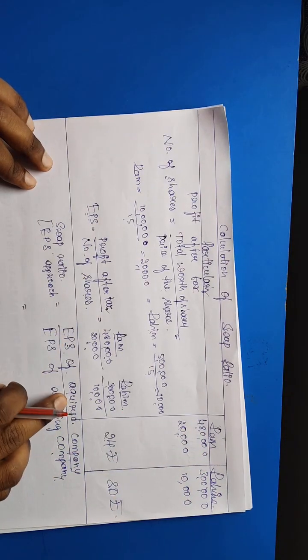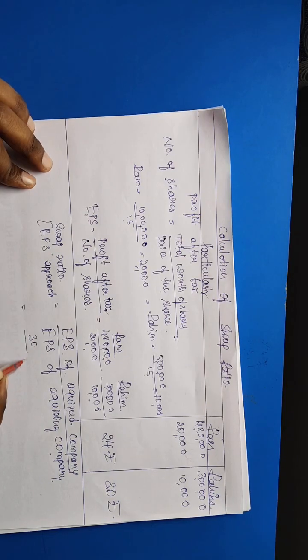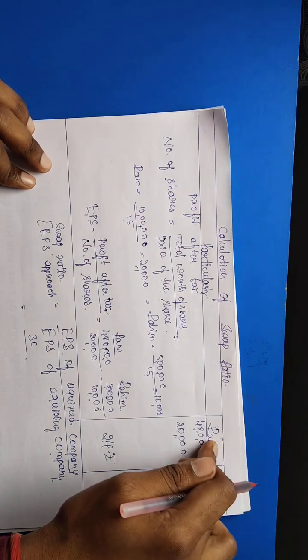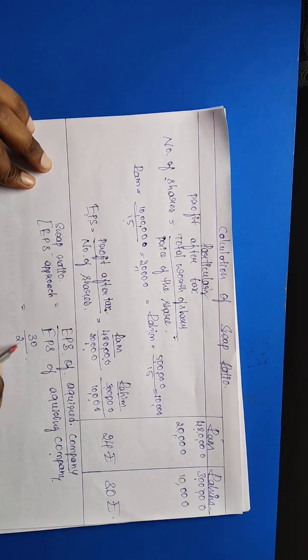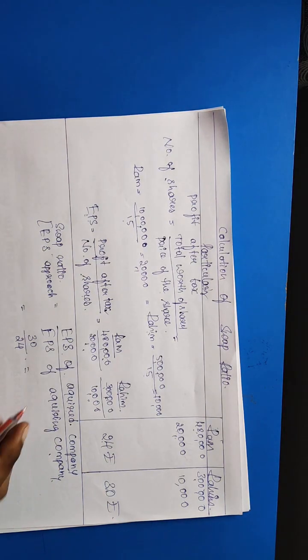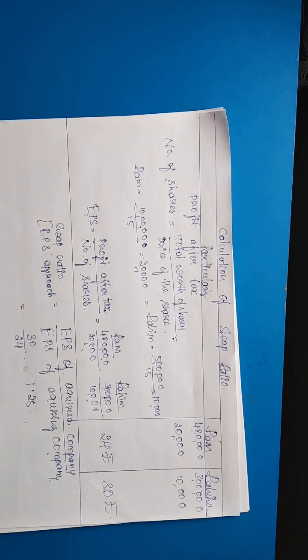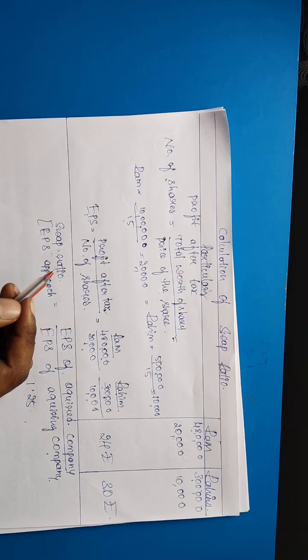Okay, EPS of the acquired company, Rahim, is 30, divided by the acquiring company, Ram, which is 24. 30 divided by 24, here we got 1.25. Is it clear? So 1.25 is actually the swap ratio under the earning per share approach. So it's clear.